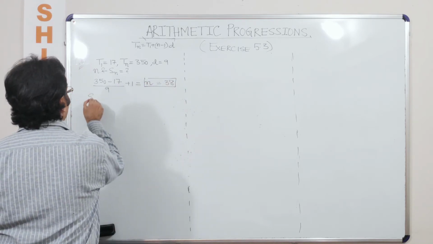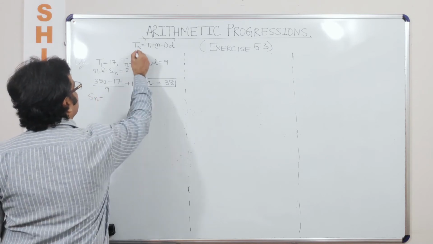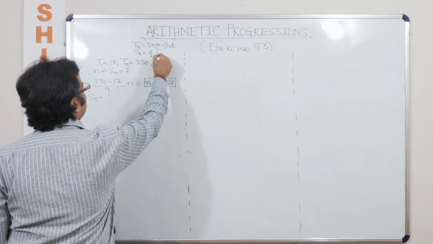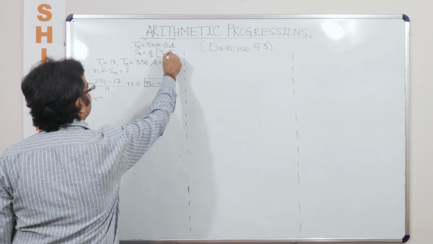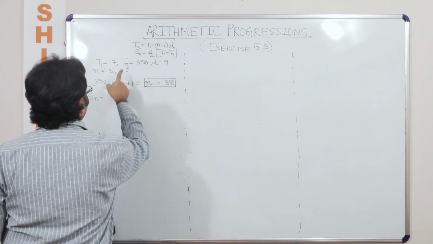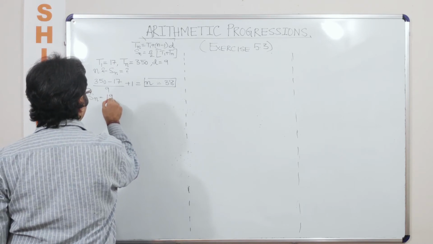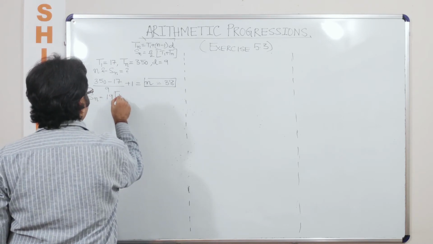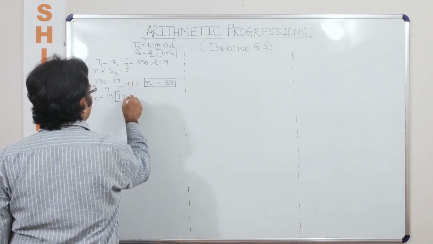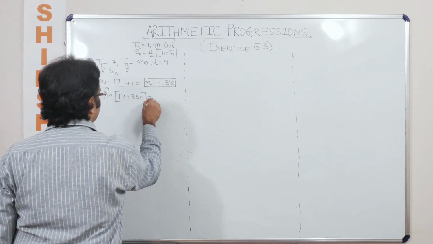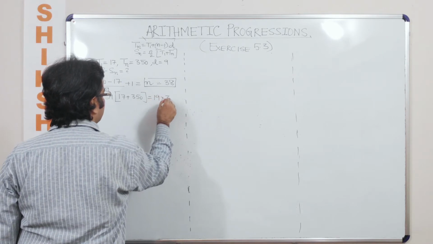Now applying the formula, which is sum of n terms. So the sum of first n terms is equal to n by 2 of T1 plus Tn. So n by 2, what is the value of n here? 38 divided by 2 is 19, and then the first term is already given to you as 17 plus the last term, which is 350. So which is just like saying this is 19 into 367.